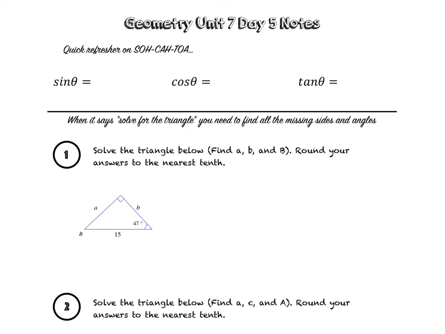Hey guys, so I'm going to show you the notes for Unit 7, Day 5 for you to try out.